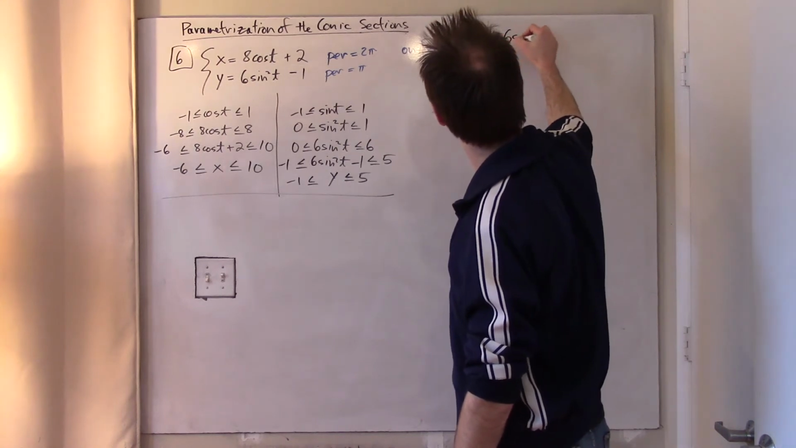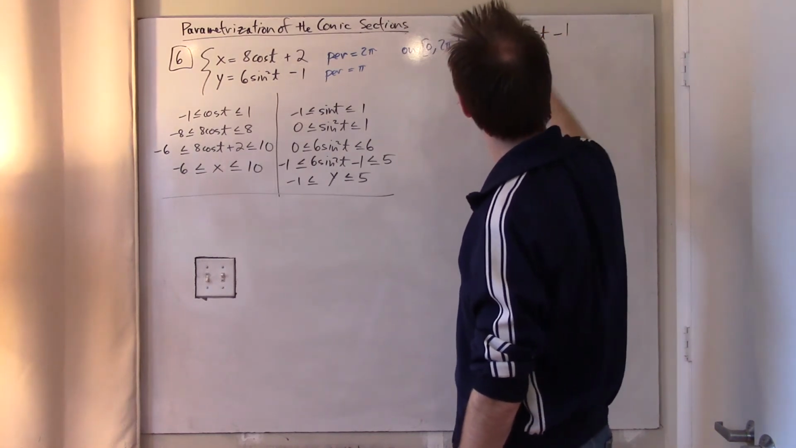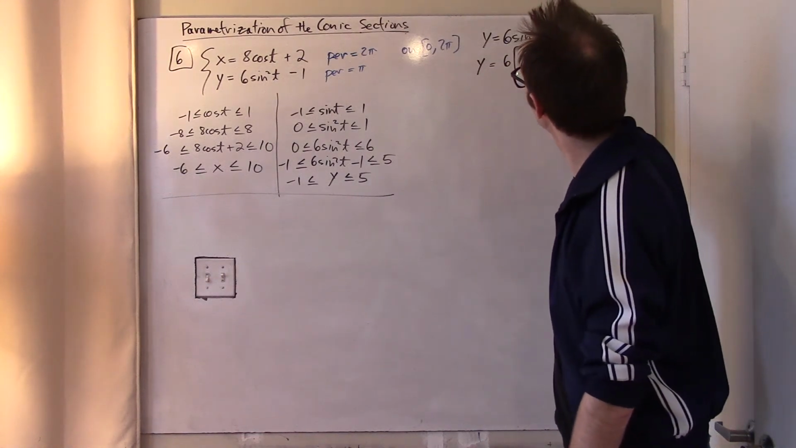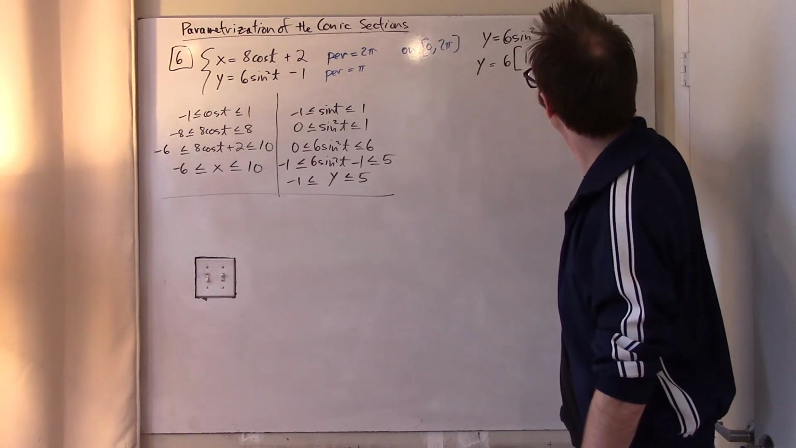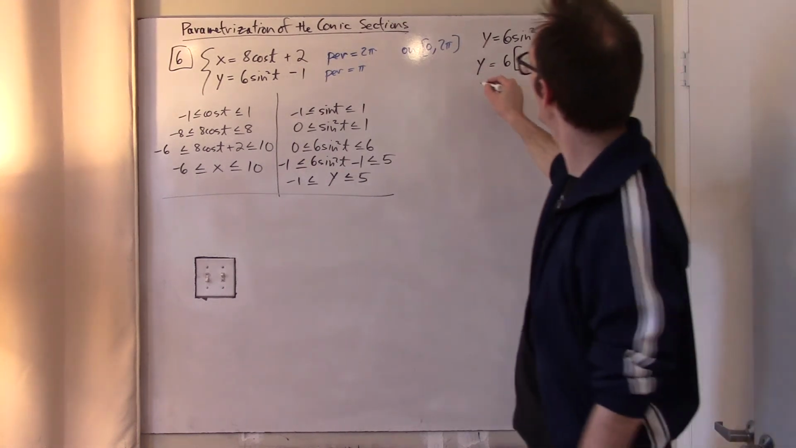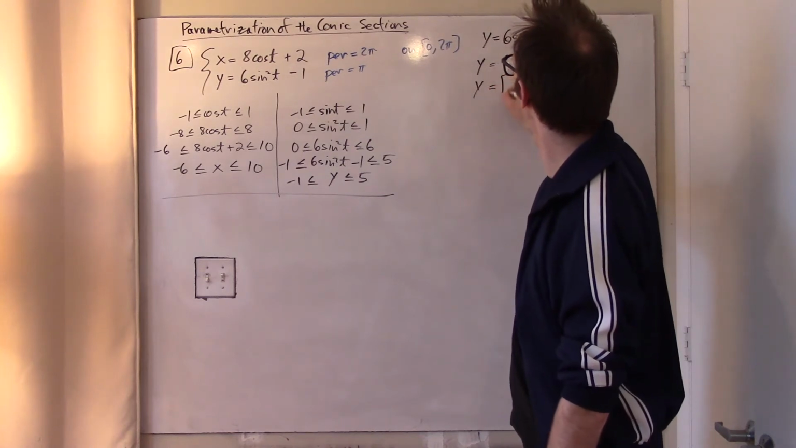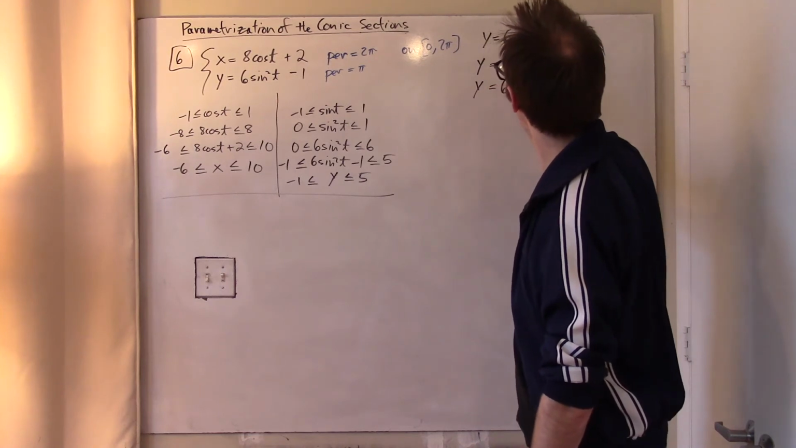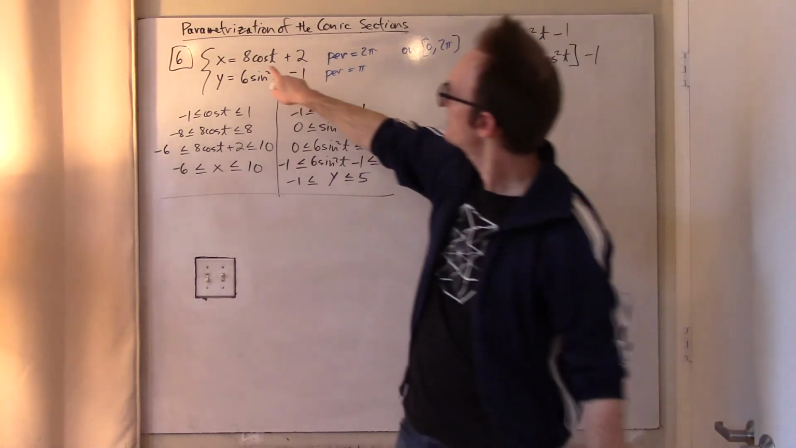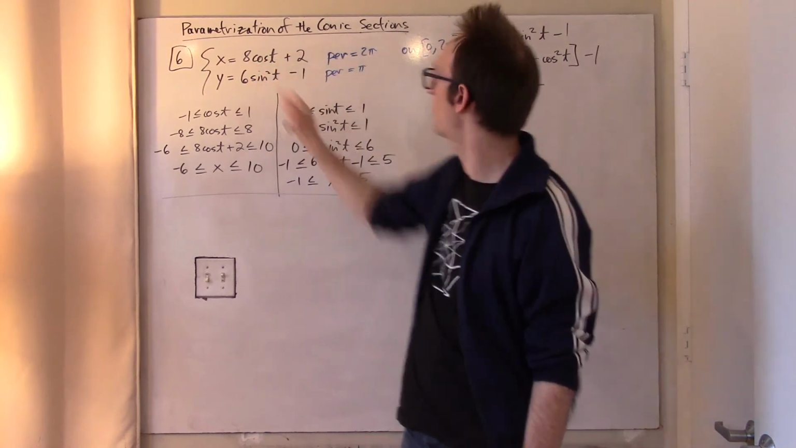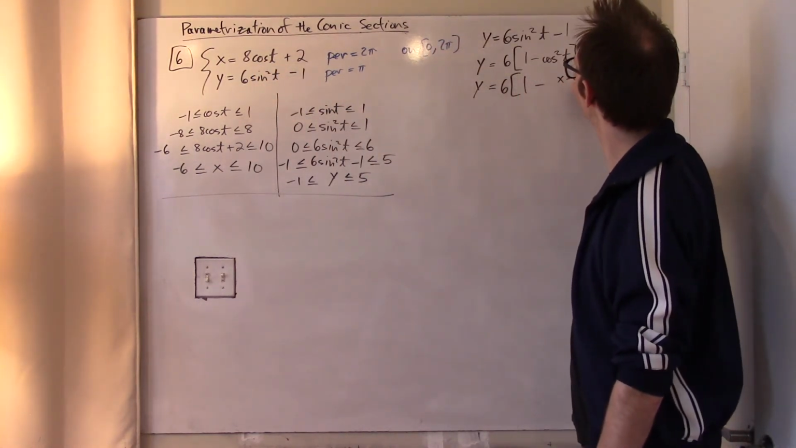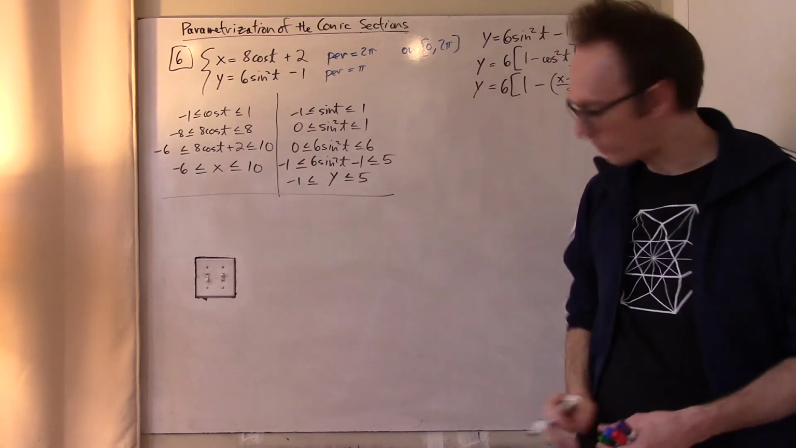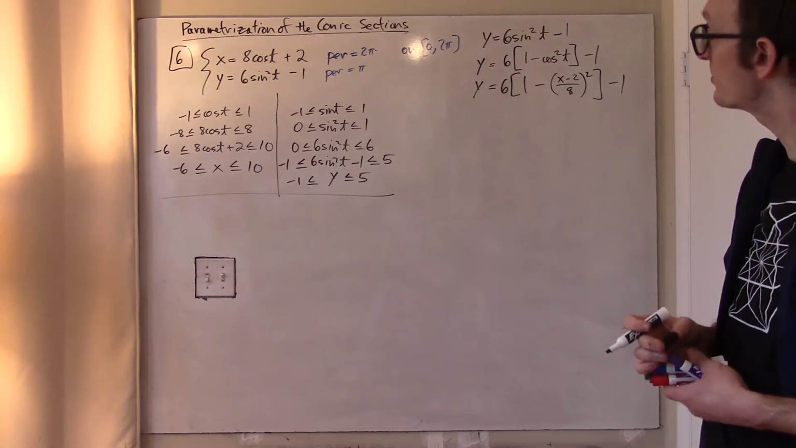Y is 6 sine squared t minus 1, and in place of sine squared, I will write 1 minus cosine squared. And why is that good? Because I can tell you what cosine is. What is cosine? It's x minus 2 over 8. So this is going to be x minus 2 over 8 quantity squared. So I think that was pretty straightforward. I'm just using the Pythagorean relationship between sine and cosine.